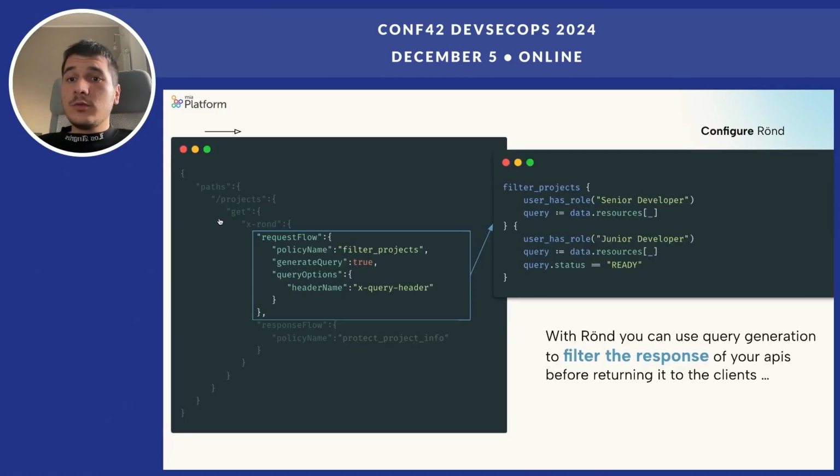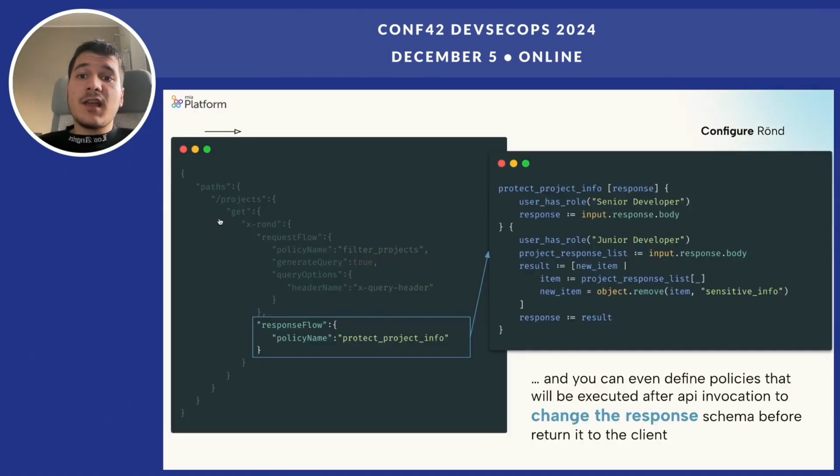In addition to protecting routes with authorization rules, Rönd offers two other powerful features. The first one is query generation, which allows us to filter the response of our APIs before returning it to the client. In this case, we can define a policy that will be executed before returning the result to the client, allowing us to filter the response dataset we will return to the client itself.